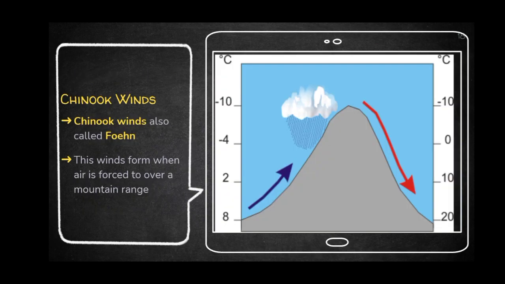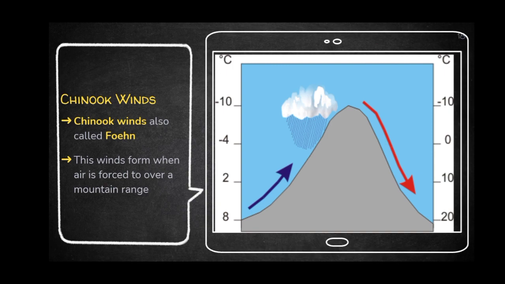The next one is the Chinook winds. Chinook winds are also called the Foehn winds. They develop when air is forced up over a mountain range. This takes place, for example, when the westerly winds bring air from the Pacific Ocean over the Sierra Nevada mountains in California. As the relatively warm, moist air rises over the windward side of the mountains, it cools and contracts.